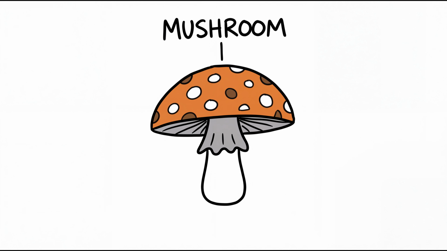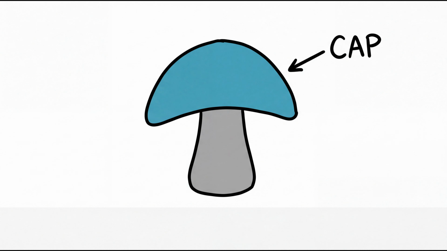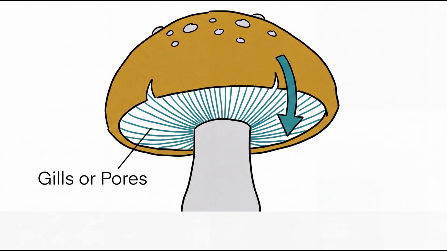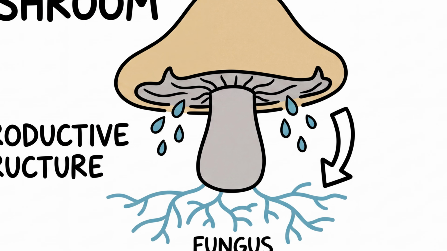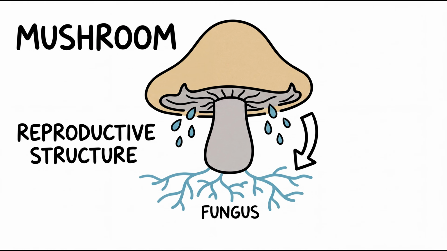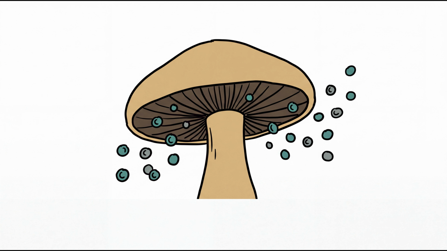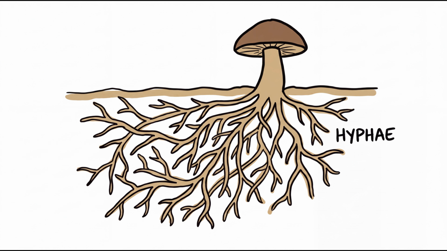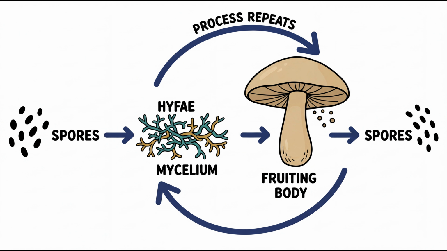That is the mushroom we recognize. It grows upward. The familiar cap appears. The stalk supports it. And underneath the cap, many species have gills or pores. These structures are involved in producing and releasing spores. The mushroom is essentially the fungus's reproductive structure, helping spread its spores into the outside world. Once the spores are released, the cycle can begin again. Spore, hyphae, mycelium, fruiting body, spores, and the process repeats.